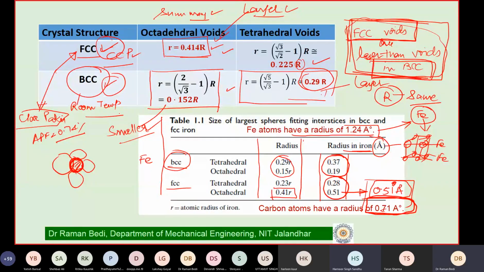I am not asking, I am telling you: at room temperature, iron is in BCC structure.